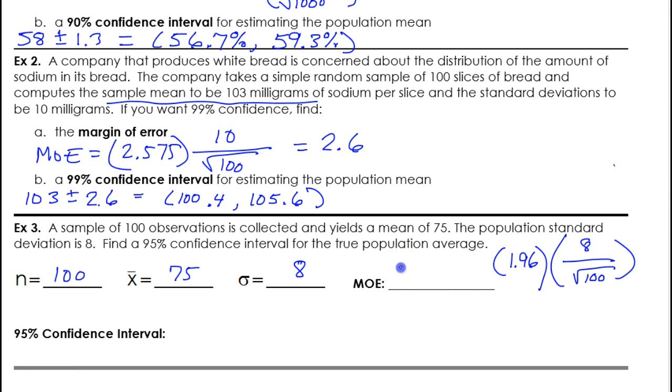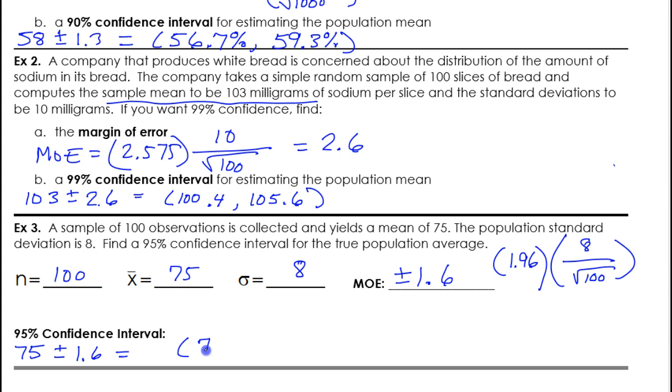All right, so what did everybody get for the margin of error? 1.6. And I'm not going to mark it right or wrong depending on whether you put the plus or minus. Okay, that's optional. As long as you know when you go to do the confidence interval. Now, what am I going to add and subtract from? 75. The 75, all right, the sample mean. So for the confidence interval, we will do 75 plus or minus the 1.6. Okay, so go ahead and give me that.